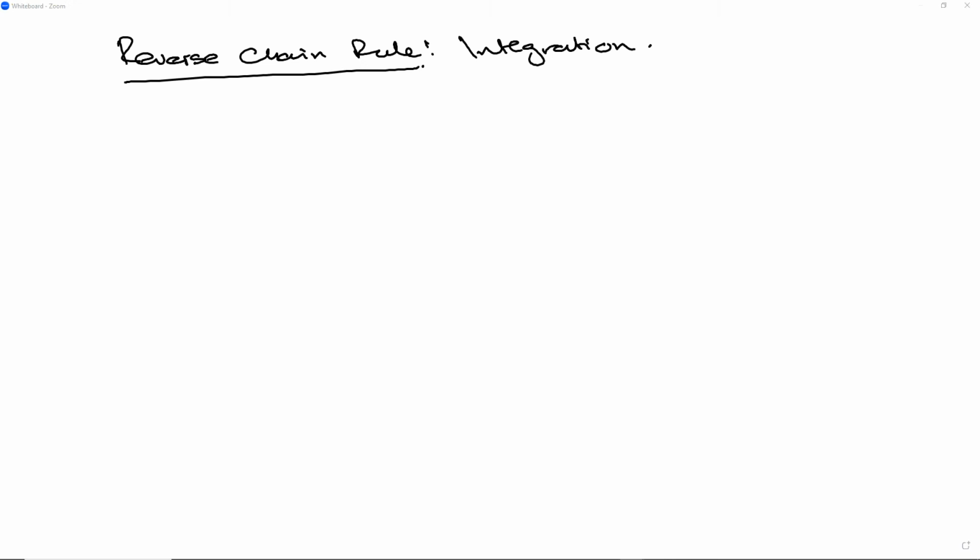All right, let's start off with a quick example. When we're doing reverse chain rule, we're going backwards. And when we derive, remember we had to derive the inside and multiply it. Now we're going to derive it and divide it.